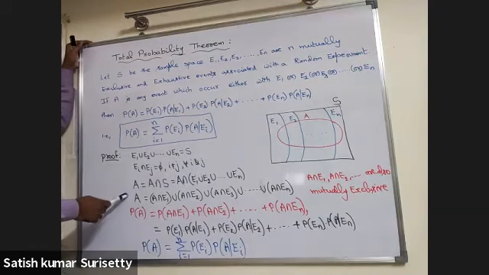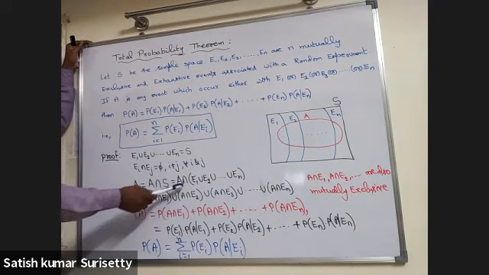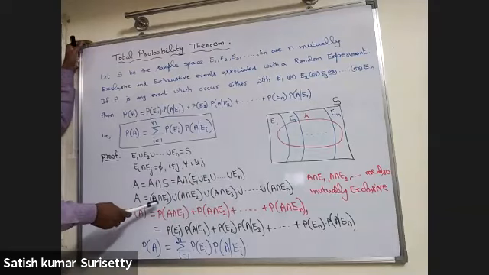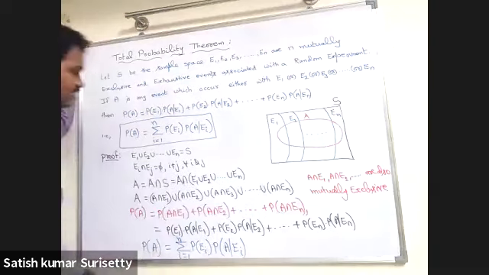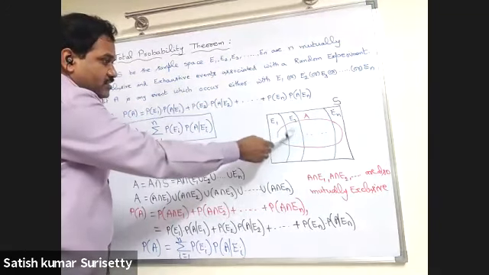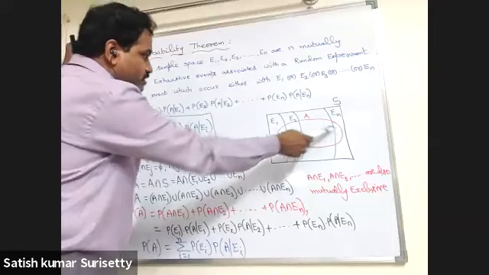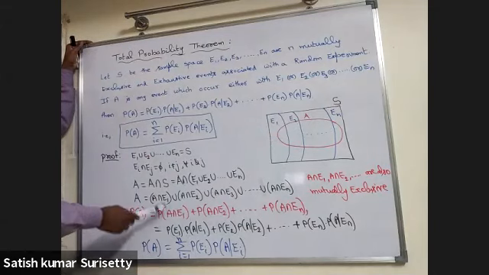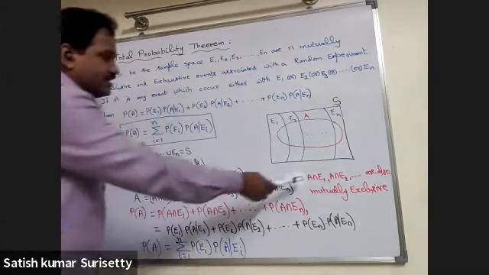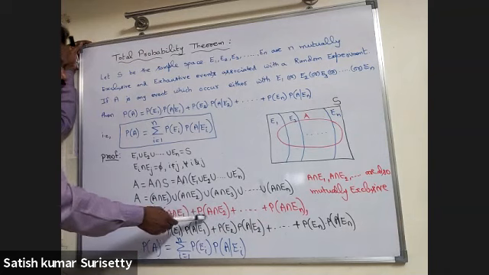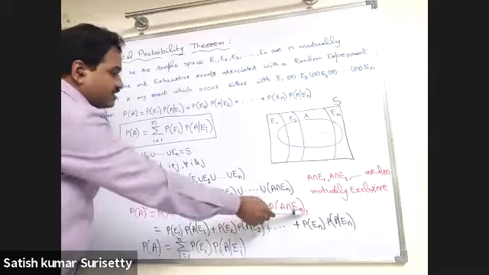Now the event A can be written as A intersection S, and replace S with E1 union E2 and so on union En. Apply the distributive property. Then A will be the same as A intersection E1 union A intersection E2 union and so on A intersection En. Now if I observe, the event A intersection E1 is this portion, A intersection E2 is this portion and so on, and these events are also mutually exclusive. So the probability of the event A will become the sum of the probabilities: probability of A intersection E1 plus probability of A intersection E2 and so on, probability of A intersection En.